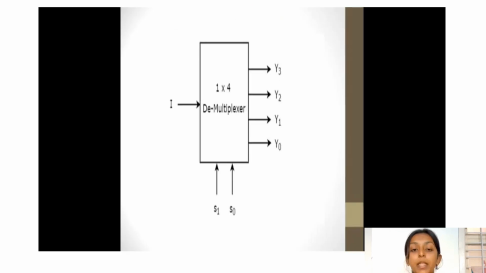Moving forward, here we can see a 1:4 demultiplexer. I represents the input line. S1 and S0 are the selector lines, which can take the values 00, 01, 10, and 11. And Y0, Y1, Y2, and Y3 are the output lines. Now, moving forward, let us go through the program of the demultiplexer.